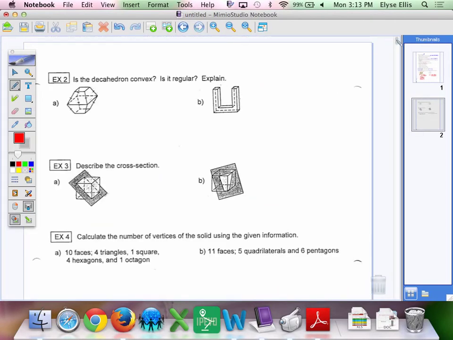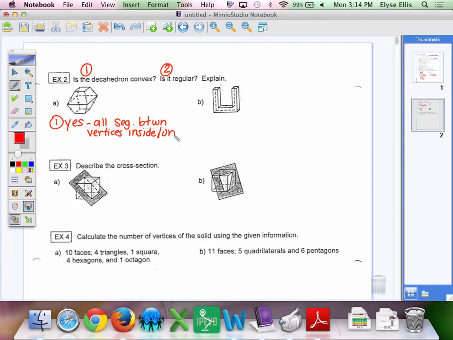On the back, doing some more vocabulary, they want to know an example too. Is the dodecahedron convex? Is it regular? And explain. So there's really 2 questions in there. We'll say 1 and 2. First of all, in shape A, is that dodecahedron convex? And this one, yes it is. The reason being, all of the segments between the vertices are inside or on the shape.